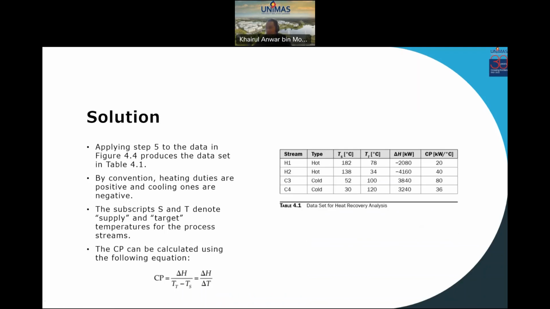So applying step 5 to the data in that figure produces the data set in table 4.1. By convention, heating duties are positive, cooling negative. The subscripts S and T denote supply and target temperature for the process stream. The TS, temperature supply, is the feed; the temperature target is the outlet. The CP can be calculated using the following equation: CP equals delta H over T target minus T supply, equal to delta H over delta T.